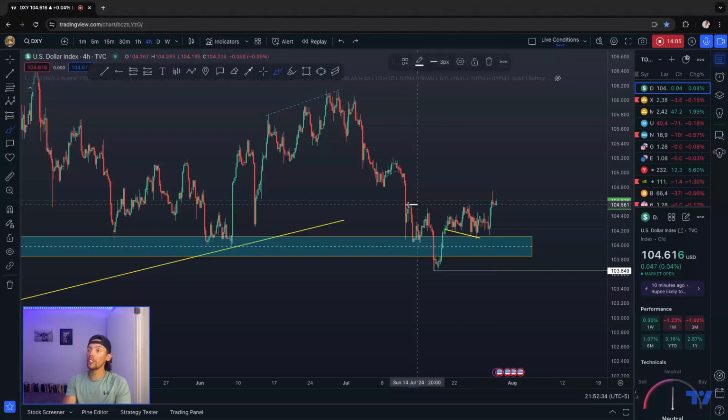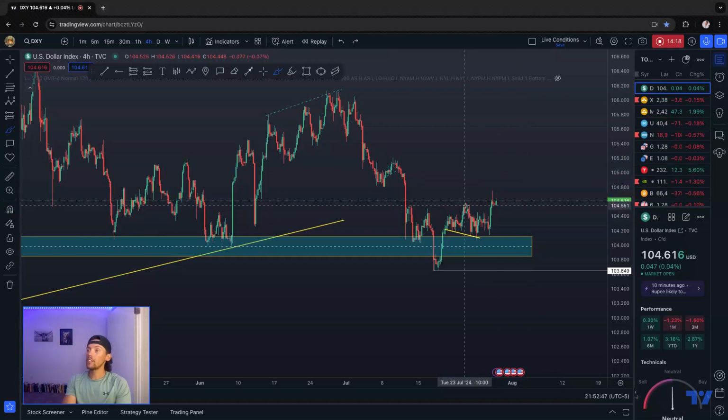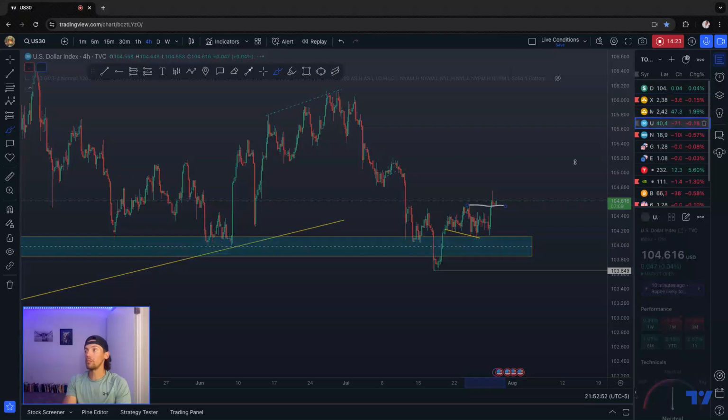Usually after it breaks a high in this area, it doesn't like to take off right away. It likes to give you the fake out, give us a little bit more of a fake out, then the pullback into these areas before going higher. So that's something I would definitely be looking and watching for, is how the dollar is moving this week.